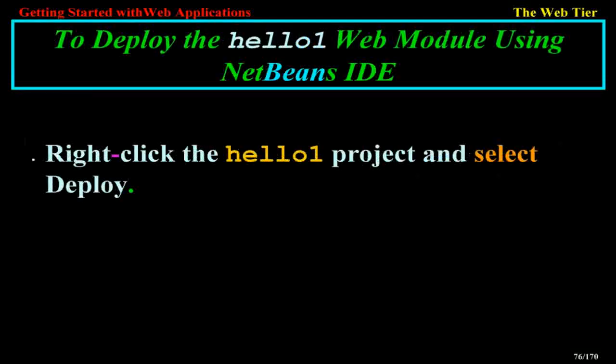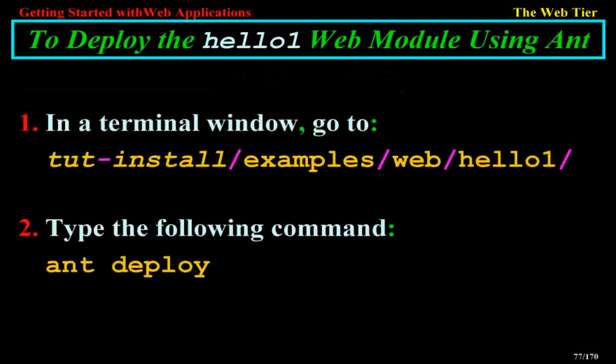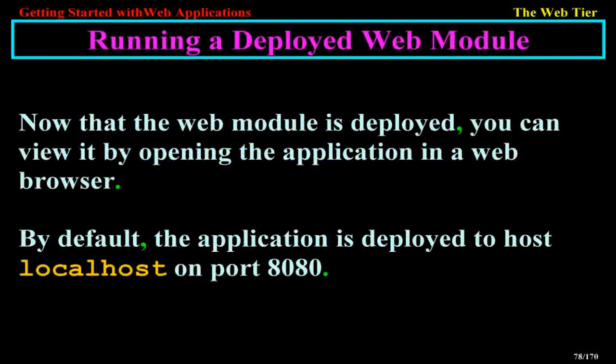To deploy the Hello1 web module using NetBeans IDE, right-click the Hello1 project and select Deploy. To deploy the Hello1 web module using Ant, in a terminal window, go to tut-install/examples/web/hello1. Type the following command: ant deploy.